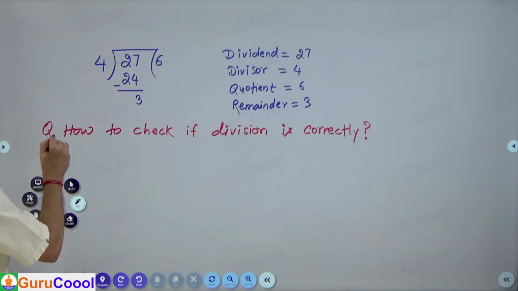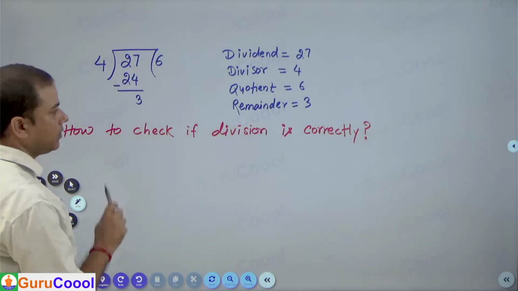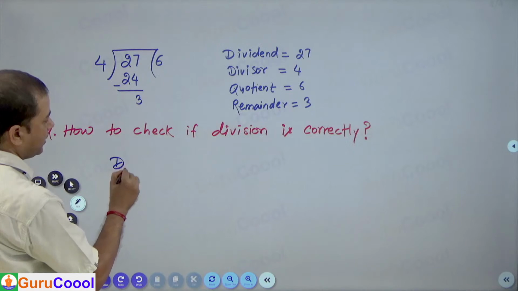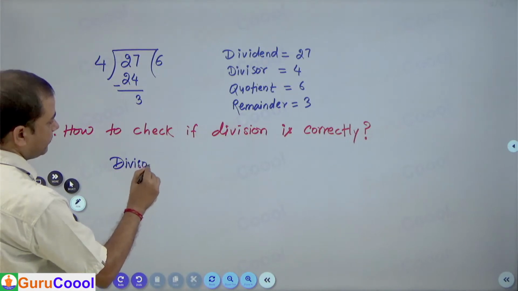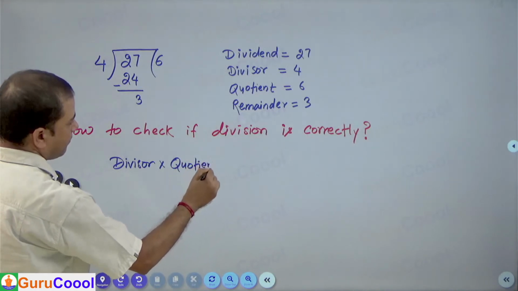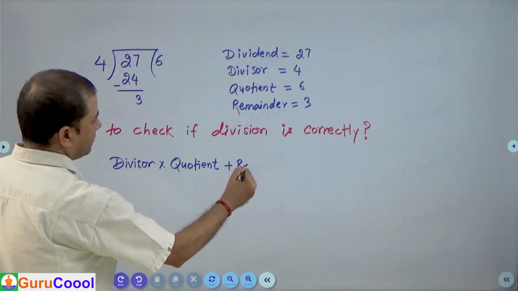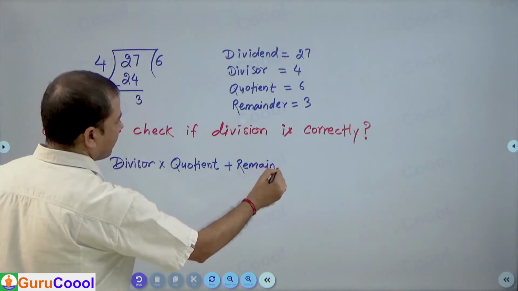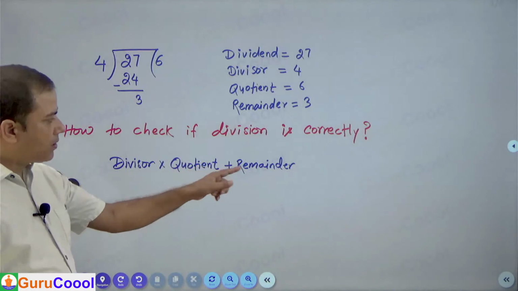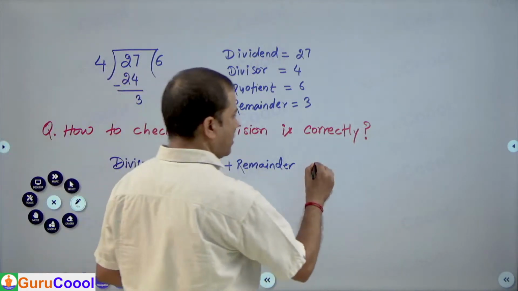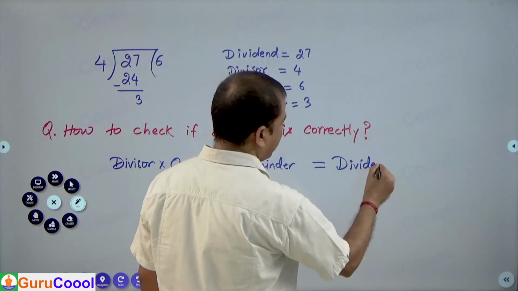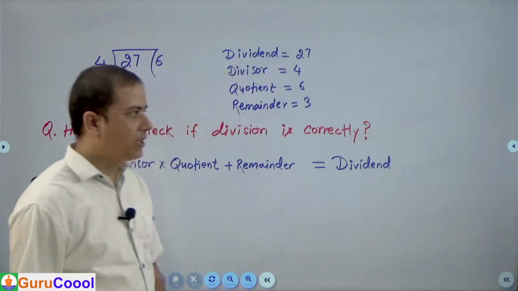How to check if the division is done correctly? The very easy process is that you multiply divisor with quotient and add remainder. Divisor into quotient plus remainder. If this is equal to dividend, then your division is correct.